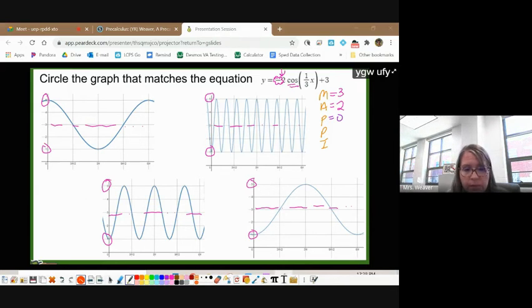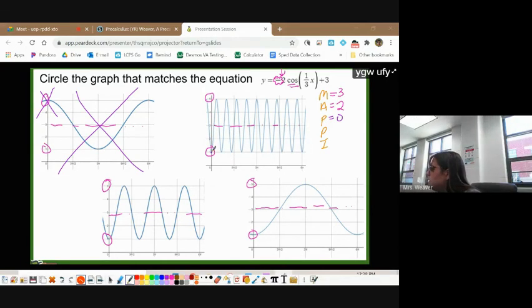Okay, so what am I looking for at 0? At an x value of 0, where would a negative cosine function start? The maximum, midline, or minimum? Minimum, okay? So let's go to 0 and make sure we're at a minimum. We are not here, so it's not that graph. Finally, we can eliminate one.